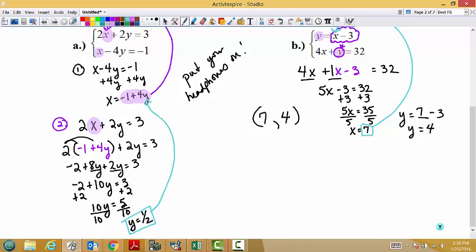Now, last step is to take the y equals 1/2 and plug it back in where the y was. So we've got x equals negative 1 plus 4 times 1/2. Negative 1 plus 4 times 1/2 is 2. Negative 1 plus 2 is 1. So x is 1. So that's the point 1, comma 1/2.